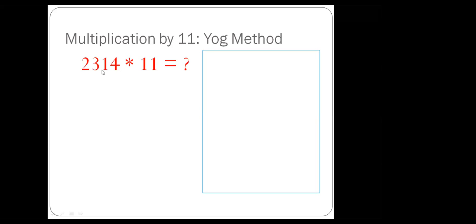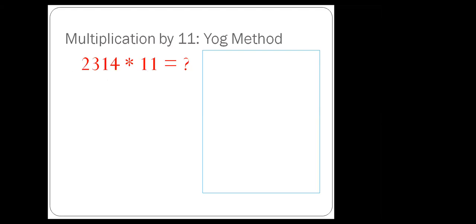2314. This is your number and it is to be multiplied by 11. So forget 11. If you know the 11 table, you can do 11 4s are 44, carry 4. 11 1s are 11 plus 4. Then 11 3s are 33 plus 1, like that. That is the traditional method. I'm not teaching you the traditional method. I am teaching you the Vedic maths formula, how you can do this multiplication in a faster way.